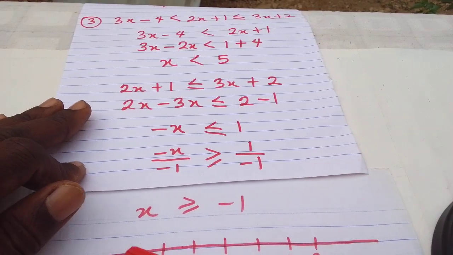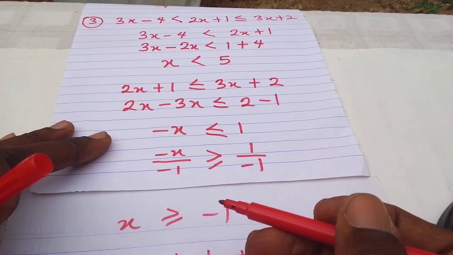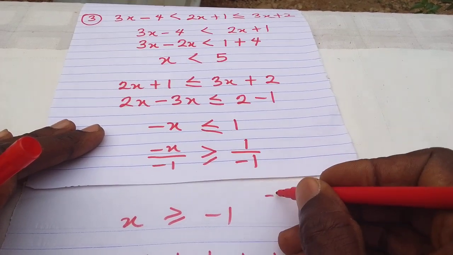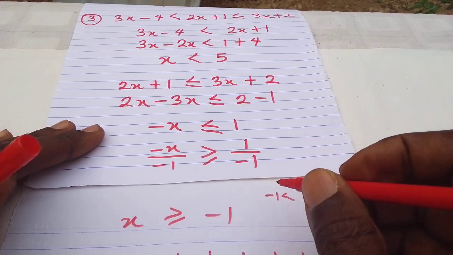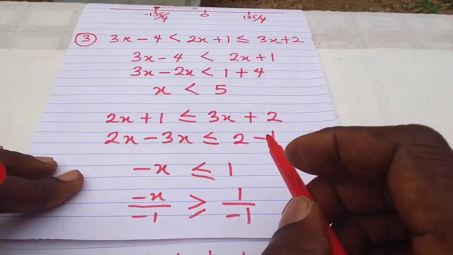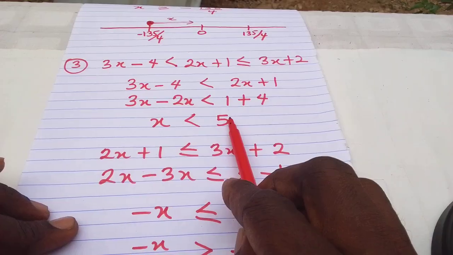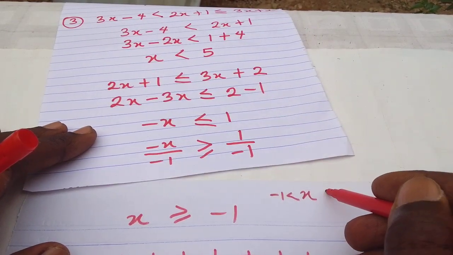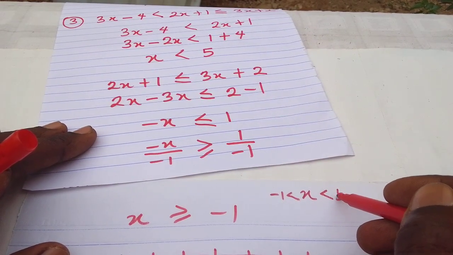You realize that this can still be written as minus 1 is less than or equal to x, and here we said x is less than 5, so this is less than 5.